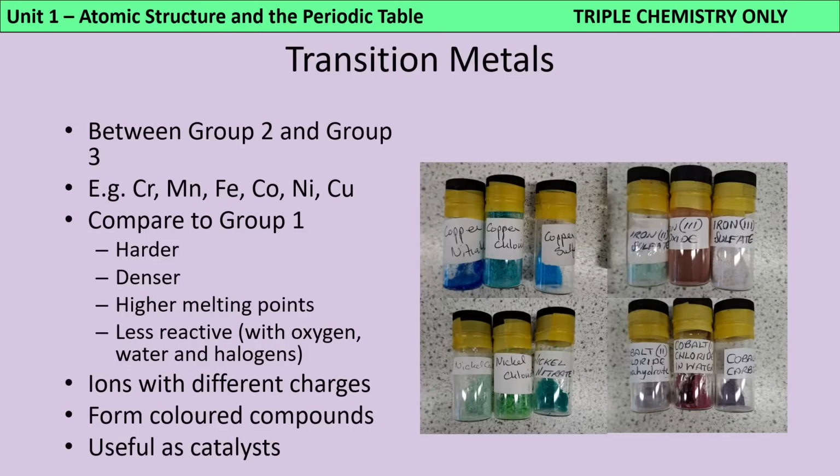So there are 3 particular things that you are supposed to know about the transition metals: that they form ions with different charges, that they form coloured compounds, and actually the colours of those compounds correspond with the different ion charges. And then also they're useful as catalysts. So they could say to you, oh, this reaction has a catalyst, which one of these elements is most likely to be it? And you would be looking for the transition metal.